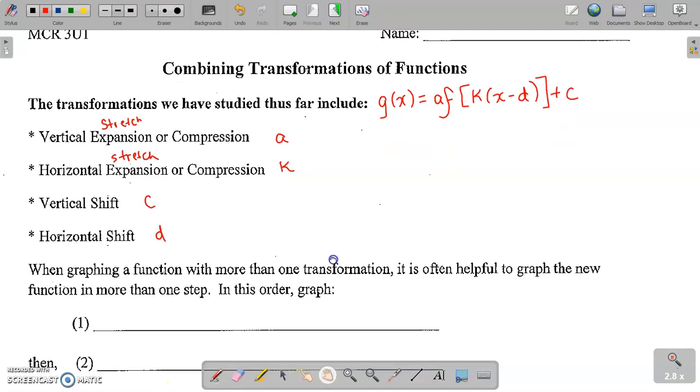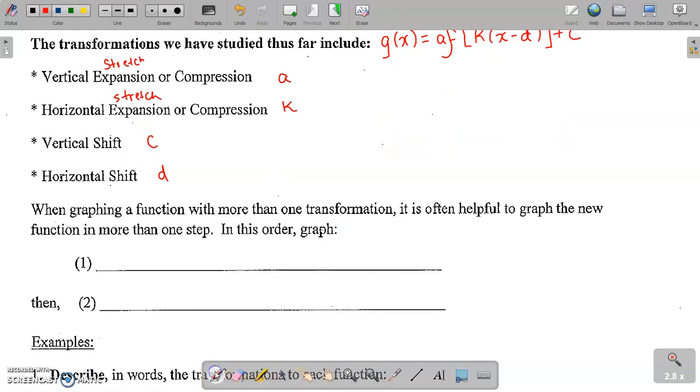And now when we're graphing with more than one transformation, it's often helpful to draw the new function one step at a time. If you're going to graph in this order, you should do first your a and k values, so the stretches or the compressions, and then you would follow that with the c and the d values. They either shift left or right, or shift up or down.